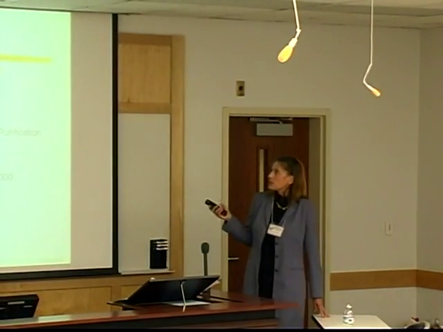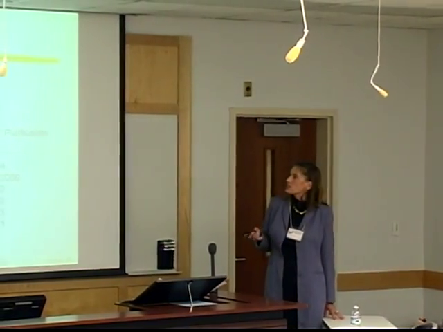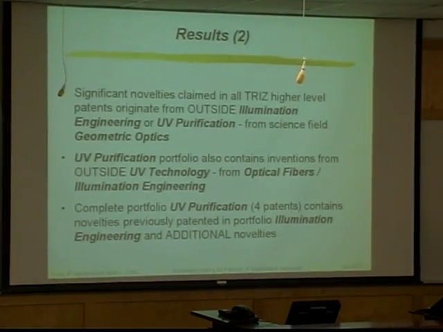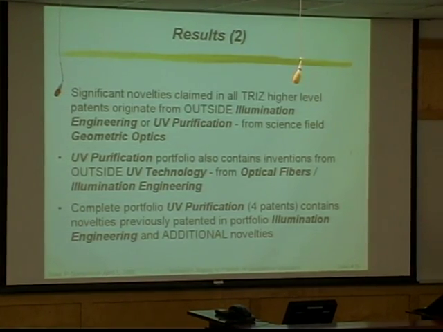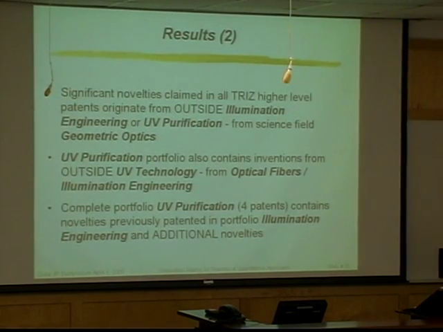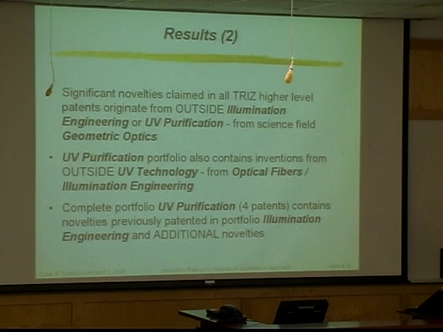Now, here I'm summarizing statistically, just with numbers, the results that I showed previously. What does that mean? Well, what are the results from the analysis? First of all, every patent that has been classified as high level with the TRIS methodology had a solution that originated from outside the system of the problem.